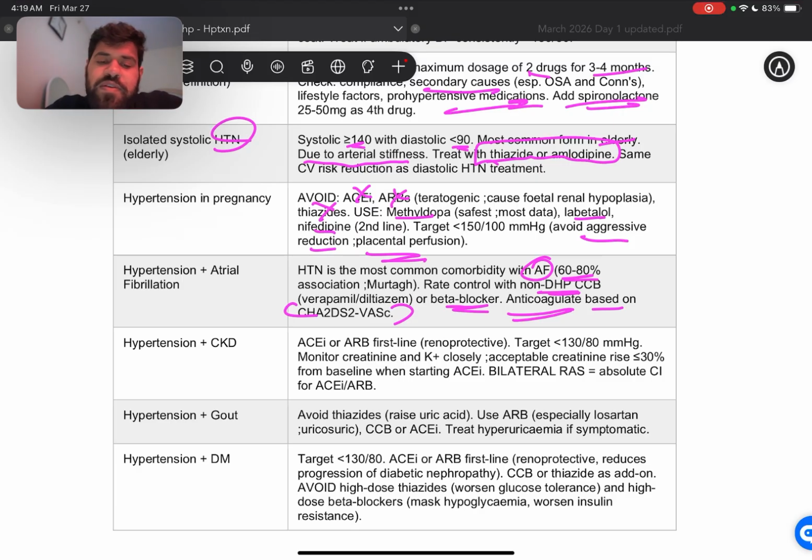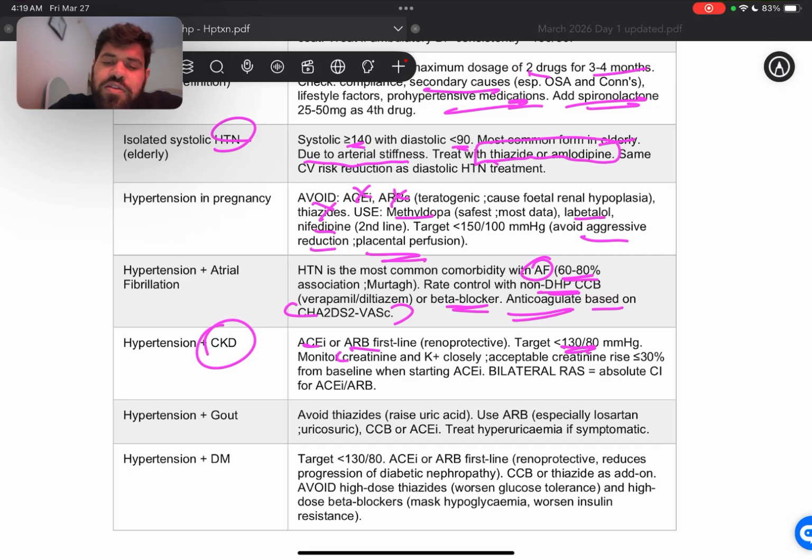Now there's hypertension plus CKD, so anything with kidney, ACE inhibitors and ARBs are first line. Target less than 130 by 80. Now AMC doesn't usually ask about the target therapy, but it's nice that you remember it so that you would know how long the treatment should go on for.